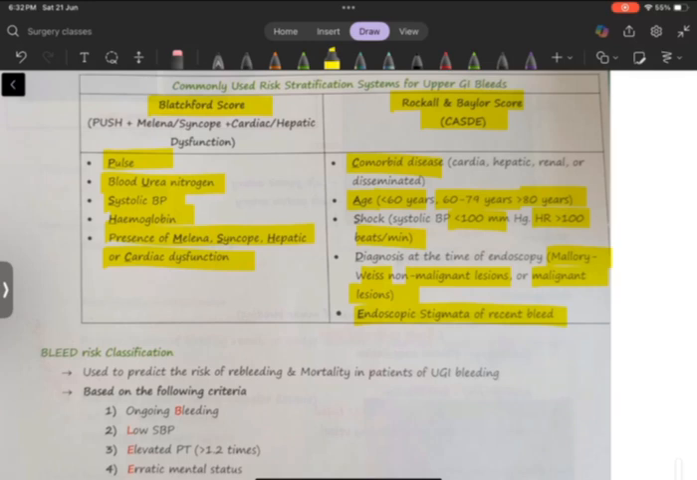These two scores are used. Suppose you give one point for each, so 1 plus 1 plus 1 plus 1, and again for melena and syncope, 1 point. So overall, based on the score assigned, if it is more than 3 or 2, we can say it is major or minor. Basically like that we'll assess.